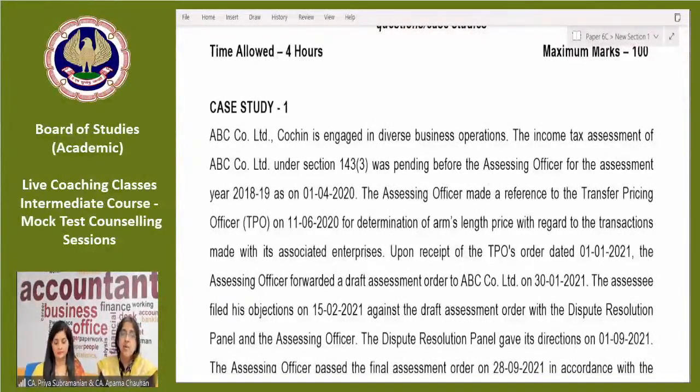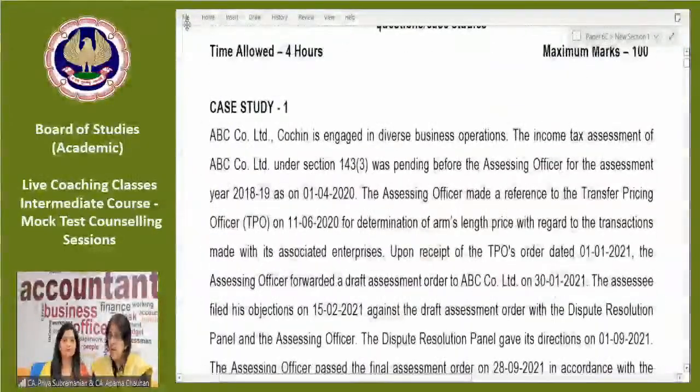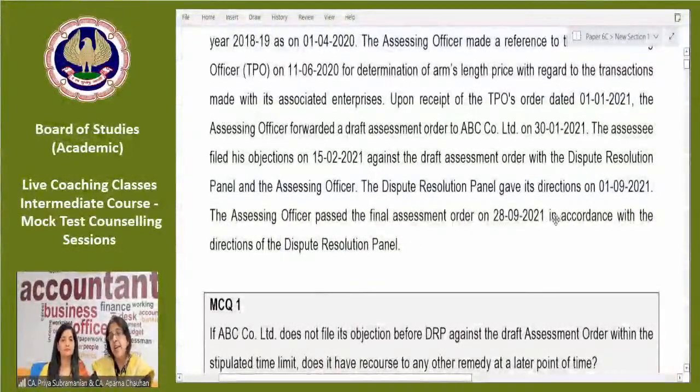Okay. Now, case study 1. ABC Company Limited, Cochin, is engaged in diverse business operations. The income tax assessment was pending before the AO for assessment year 18-19 as on 1/4/2020. AO made reference to TPO for determination of ALP. Upon receipt of TPO's order, AO forwarded the draft assessment order to ABC Company. ABC filed the objections against the draft order with the DRP and the AO. The DRP gave its directions on 1/9/2021, and the AO passed the final assessment order on 28/9/2021 in accordance with the directions of the Dispute Resolution Panel.